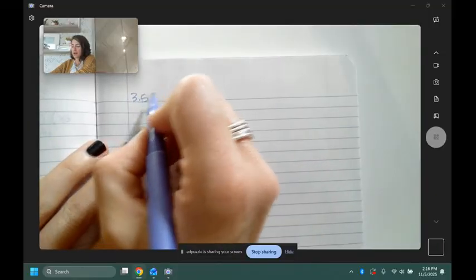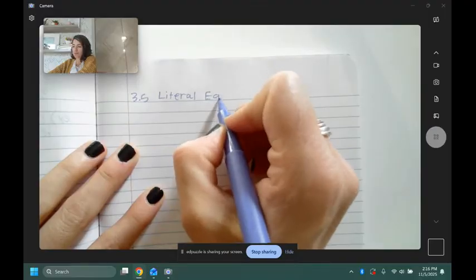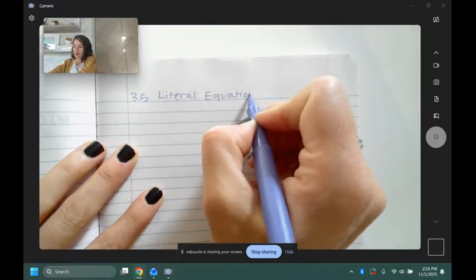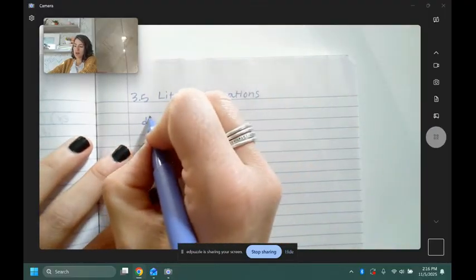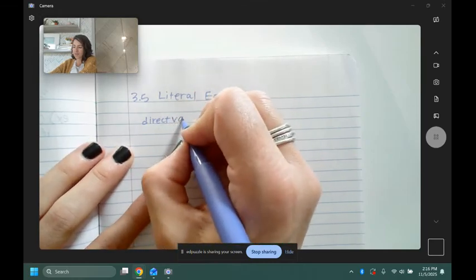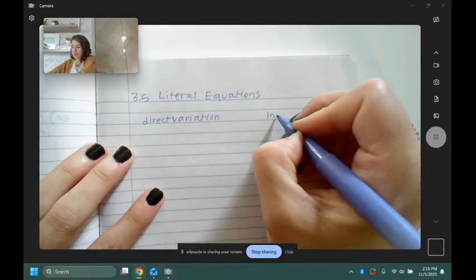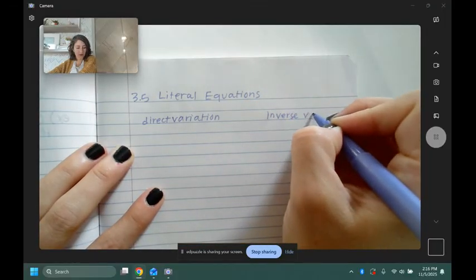3.5, literal equations. So a little reminder here, direct variation versus inverse variation.